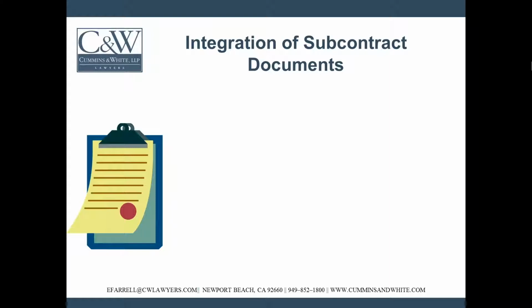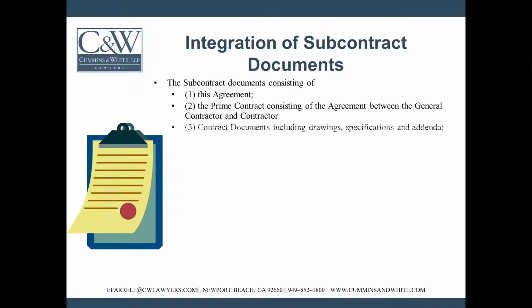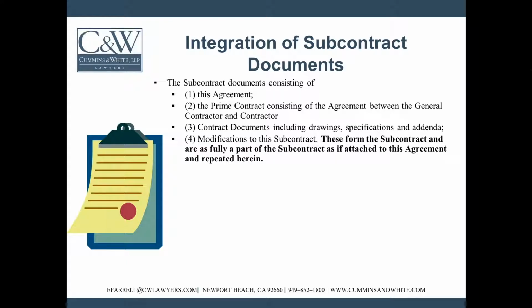Let's look at another subcontract term and condition that may be included in a subcontract, which outlines and identifies contract documents. Again, here, more explicitly, we have a listing of what constitutes the contract documents. They include the agreement, the prime contract between the owner and the general contractor, outside contract documents, including drawings, specifications, and addenda, and finally, modifications. The last part of this paragraph includes that these forms are included and are a final part of the subcontract.